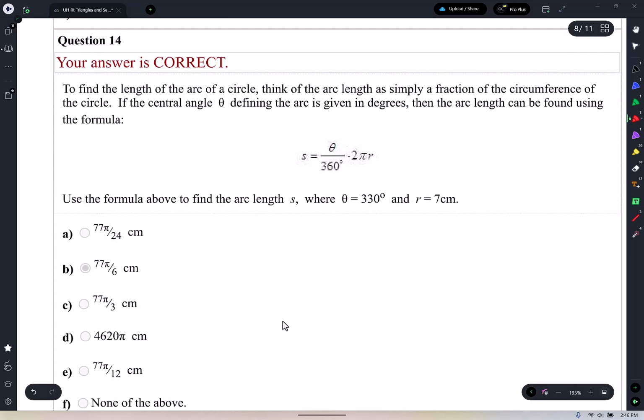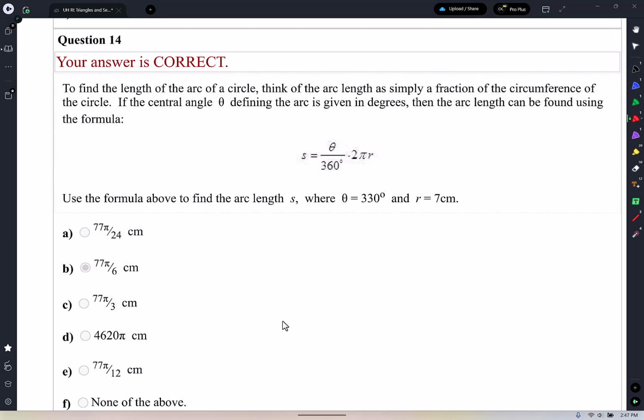Let's see what this says. To find the length of the arc of a circle, think of the arc length as simply a fraction of the circumference of the circle. If the central angle theta defining the arc is given in degrees, then the arc length can be found using the formula. Wow, look at UH teaching us stuff. You don't think that's cool that they wrote all that? They didn't have to. Let's read that again.